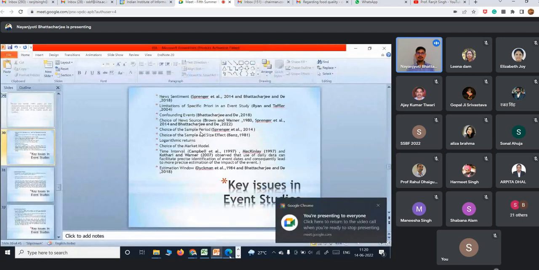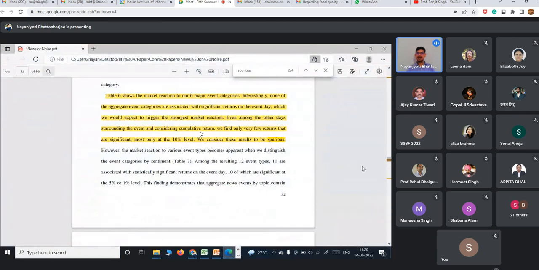Now, this particular aspect of doing reliable event studies is concerned with the sentiment of the news flow. What does it mean? Suppose we are trying to understand the impact of earnings news on stock prices. If we deal with earnings news flow without considering the sentiment of the news flow, that means whether the news flow has a positive tone or negative tone.